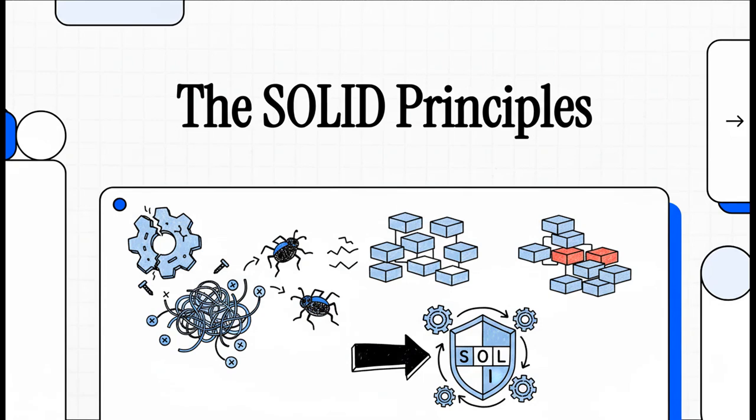Have you ever fixed a bug in one part of your code just to watch two new, completely random bugs pop up somewhere else? Yeah, it's one of the most maddening things about being a developer. Well, today we're going to talk about the 5 principles that can help you finally stop that cycle. We're diving into the SOLID principles to see how we can write code that's flexible, maintainable, and actually works.